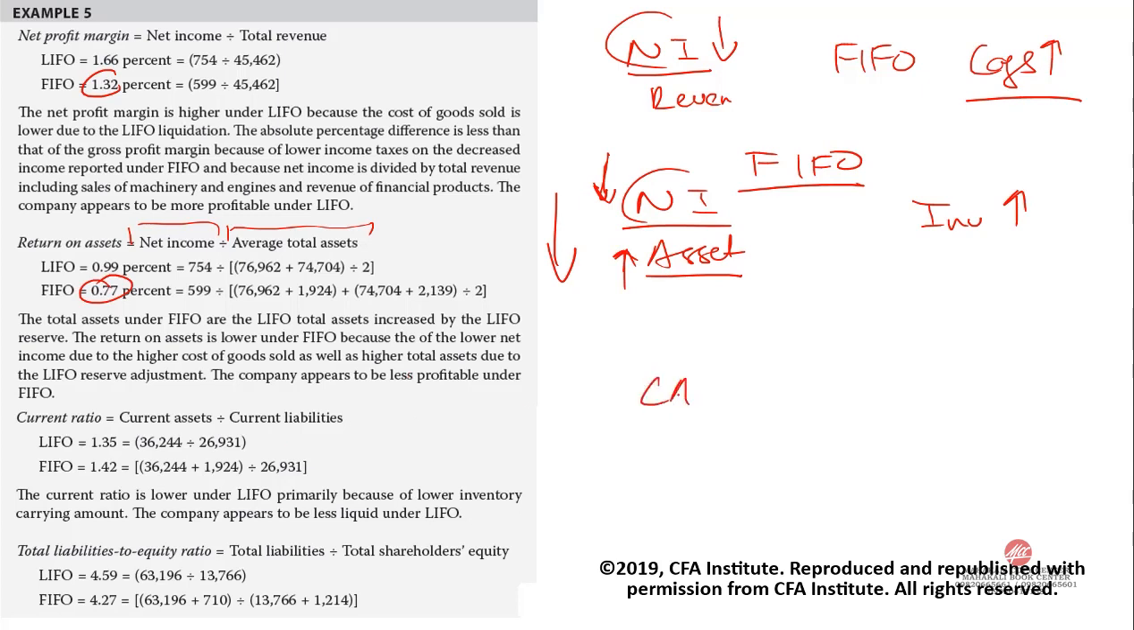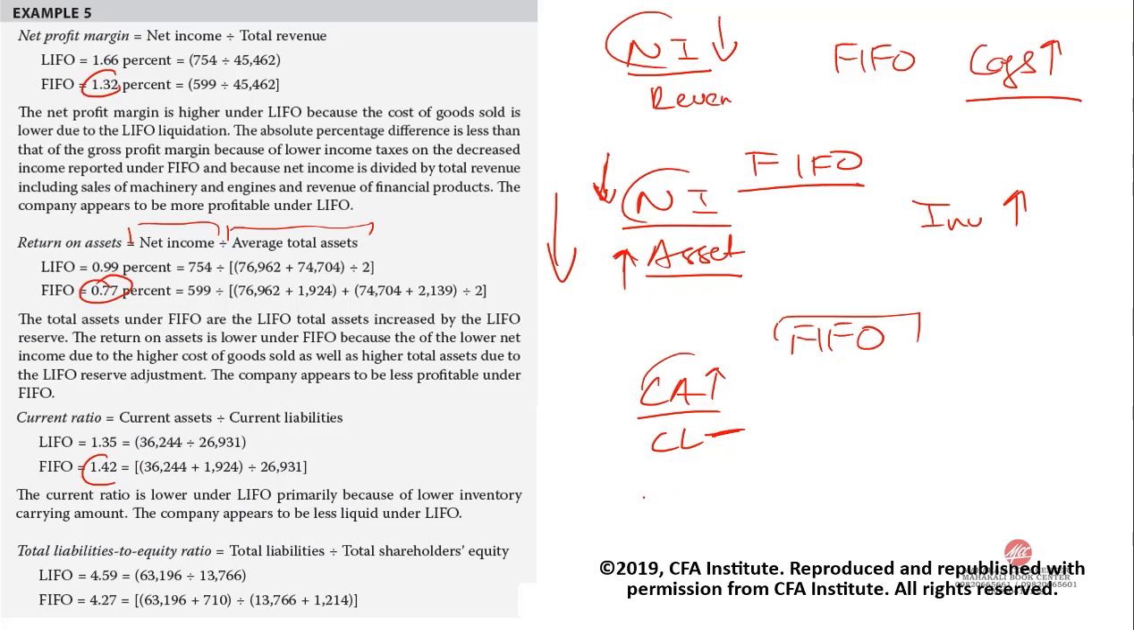Current ratio is current assets divided by current liabilities. Now in FIFO, your inventory is higher, so current assets go up and current liabilities don't change. So if current assets go up, then the FIFO current ratio will also go up with it.